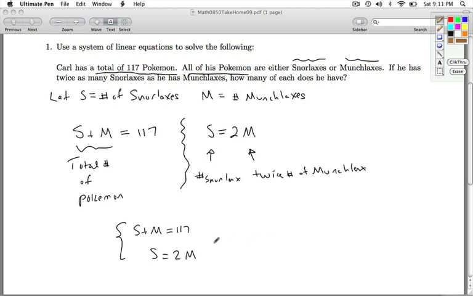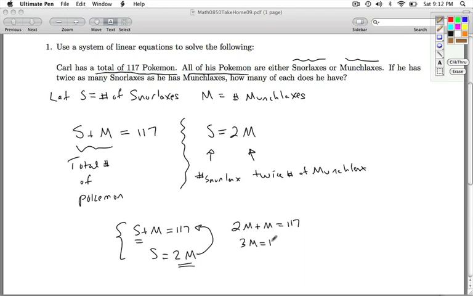So I can choose to solve this however I want. Substitution seems to be the natural choice because I already have S in terms of 2M. That means I can go ahead and substitute that into my original equation. And so I have 2M plus M is 117. So I'm substituting in for S 2M.